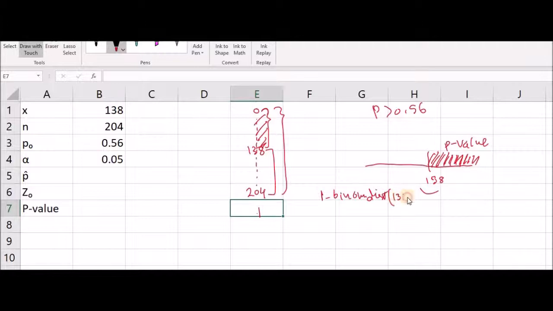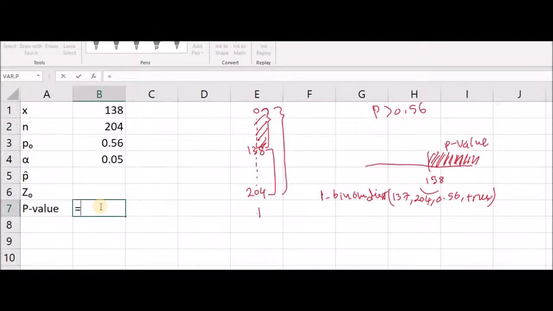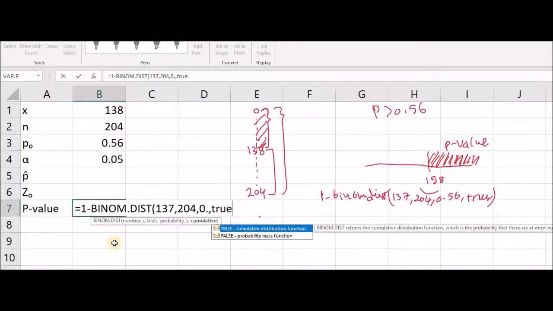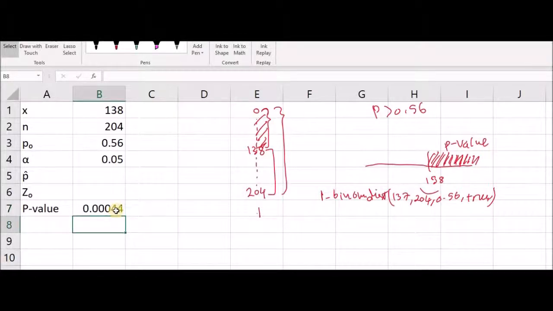We're going to start with 137, comma, the sample size is 204, and the probability is 0.56. And we're going to accumulate in this case, so we choose true instead of false, because we're not building a table. We're accumulating right away. So I will compute the p-value using the function that I just wrote down. The p-value is equal to 1 minus binom dot dist of 137, comma 204, comma 0.56, comma true. That is the answer.